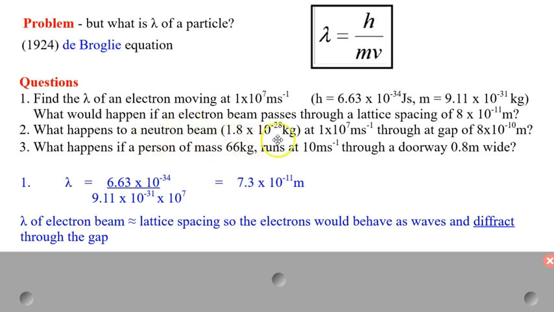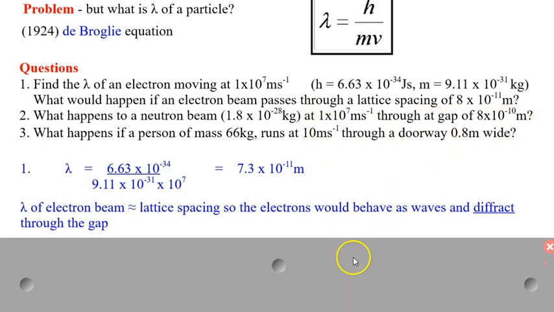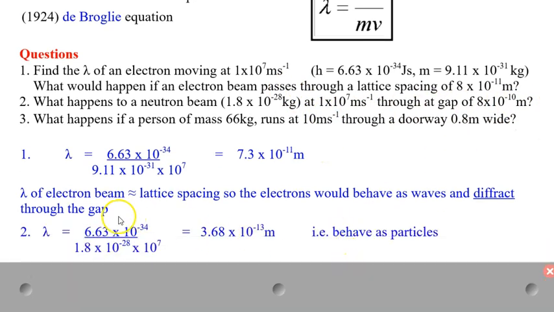So if we have a neutron beam, well, that's the mass of a neutron moving at this speed, same as before, and a slightly different gap. The first thing we do is to calculate the de Broglie wavelength, and we've got Planck constant divided by mv, and this will give us 3.68 × 10^-13. So then if we compare that to the gap, 8 × 10^-10, so we're a factor of approximately 1,000 out. This is much, much smaller.